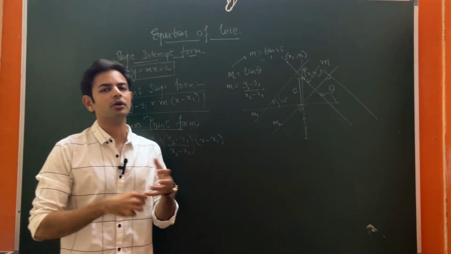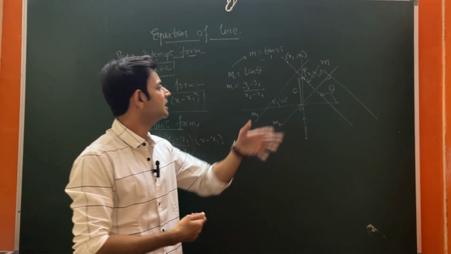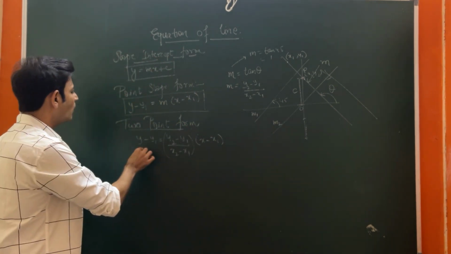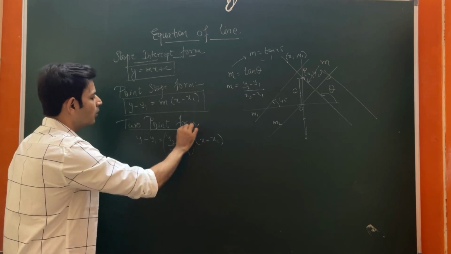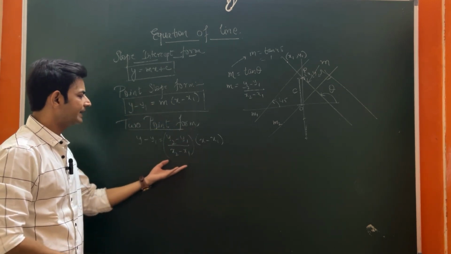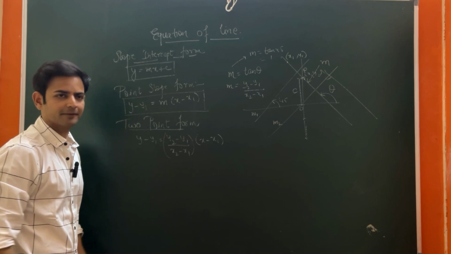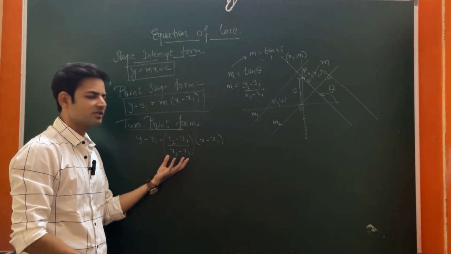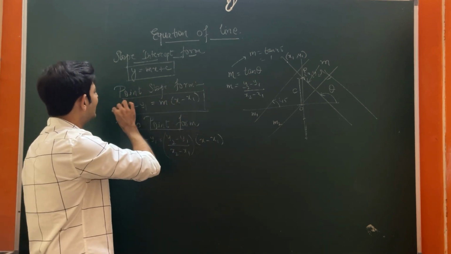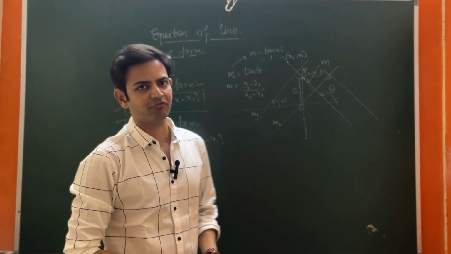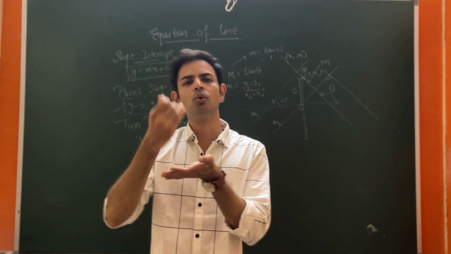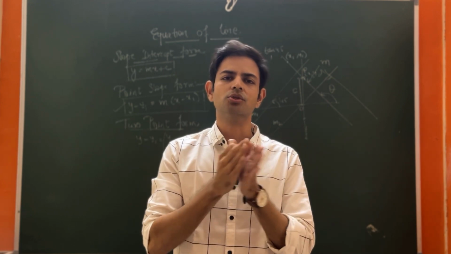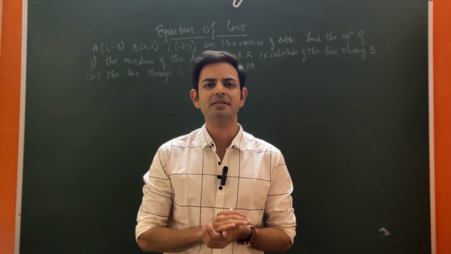So if we are not given the intercept, if we are not given the inclination, we can directly use 2-point form as y minus y1 is equal to y2 minus y1 upon x2 minus x1 into x minus x1. If you get confused with this one, you can simply use this x1, y1 and x2, y2 to get the value of m and then go for point slope form. So in this way, you can use any of these three formulas and you can calculate the equation of a line. Now let us have a question to understand this concept better.